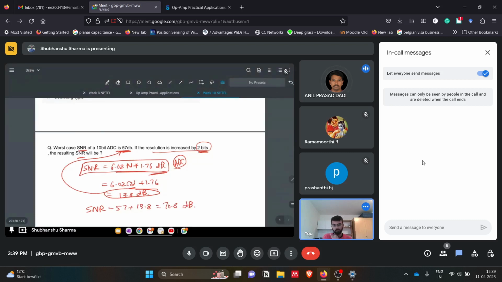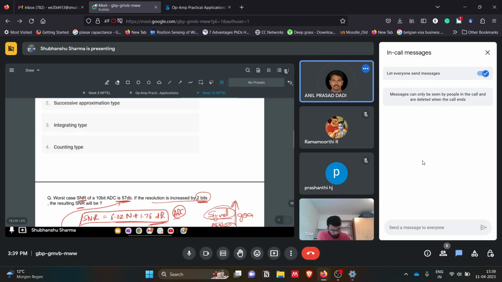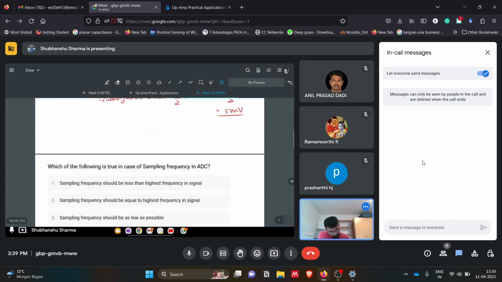Got it? Okay, sir. So by increasing the number of bits, we are also increasing the SNR. Signal to noise ratio is signal divided by noise. If it is high, then we are achieving a very good signal, and noise is very low in that. So if we are increasing the number of bits, that means we are less prone to noise. Okay, so this is done.